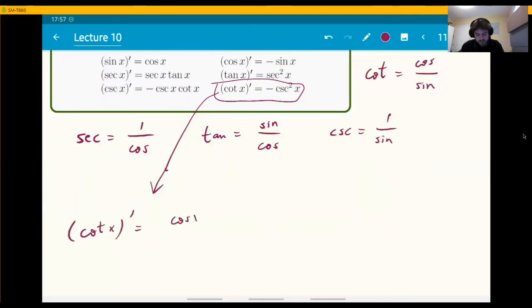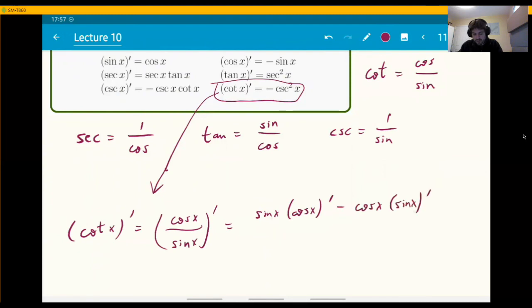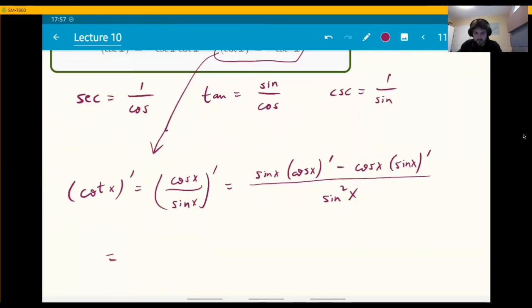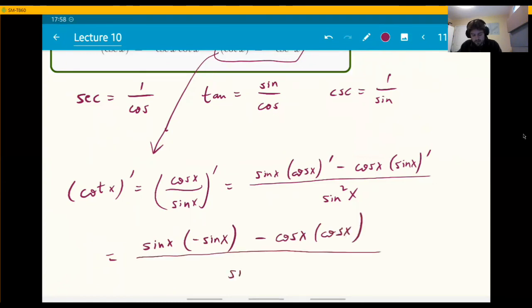Cotangent is cosine over sine. Applying the quotient rule to differentiate this, low d high minus high d low over low square. Now in the numerator, you have cosine prime, which is minus sine. And then minus cosine times sine prime is plus cosine. This is what I'm talking about, remembering your pluses and minuses correctly.